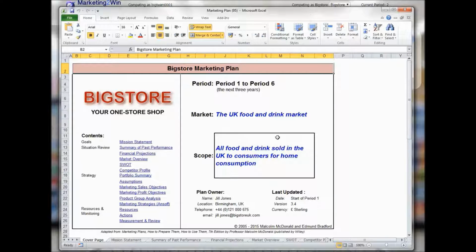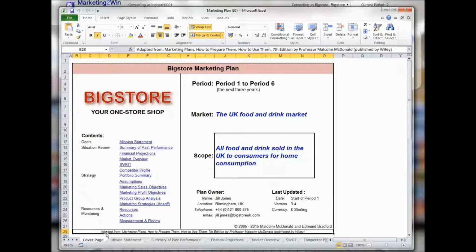The great thing about this marketing plan is that it's heavily linked to a very successful book called Marketing Plans: How to Prepare Them, How to Use Them, written by my friend and colleague, Professor Malcolm MacDonald. That book has sold over 500,000 copies worldwide and been translated into many different languages. So it really is the Bible of how to write a decent marketing plan. We've turned that book into an Excel template so that you can apply its thinking quite easily.